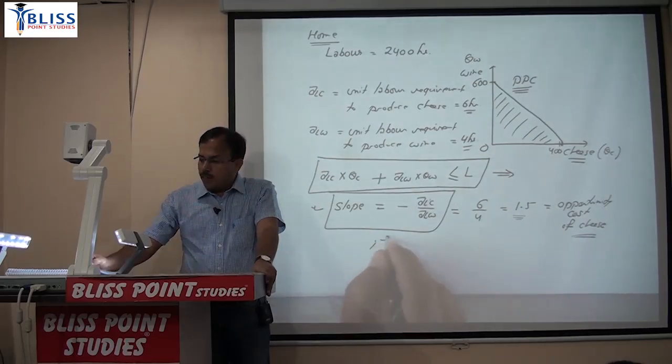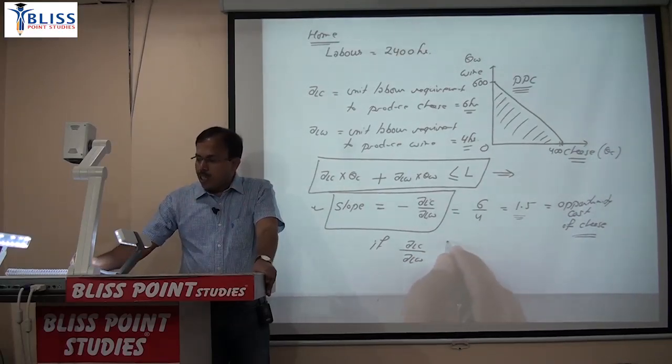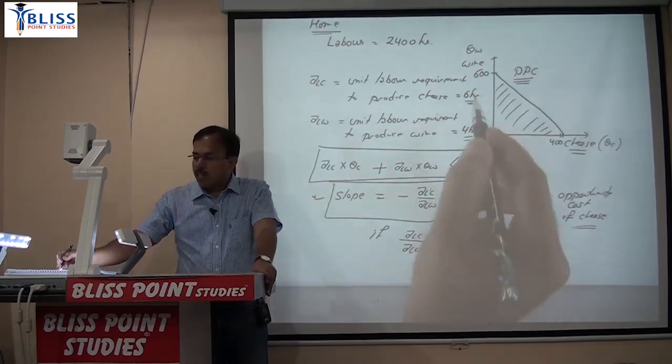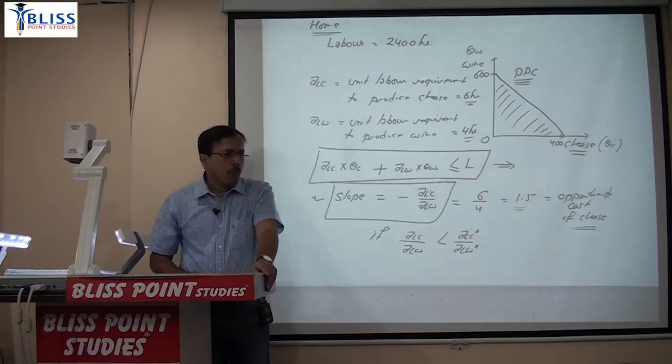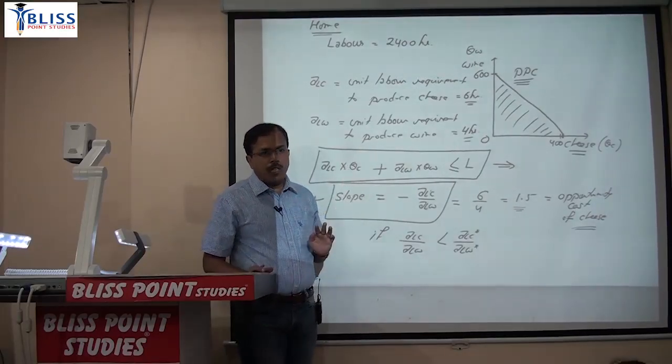And if ALC by ALW is less than, for the foreign country I am putting this star mark, ये नंबर अलग होंगे. जैसे 6 hour और 4 hour लिख रखा है, उसके लिए 5 और 10 हो सकता है, कोई और नंबर होगा. Similarly you can calculate the opportunity cost of cheese in the foreign country.